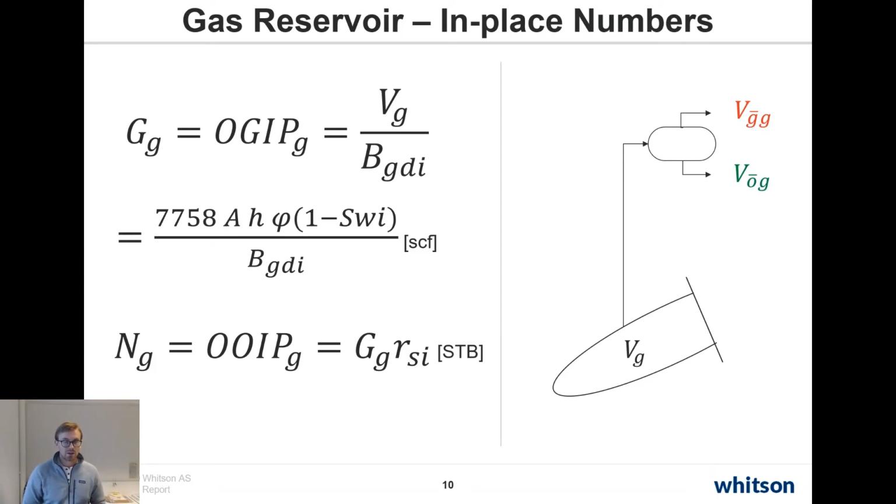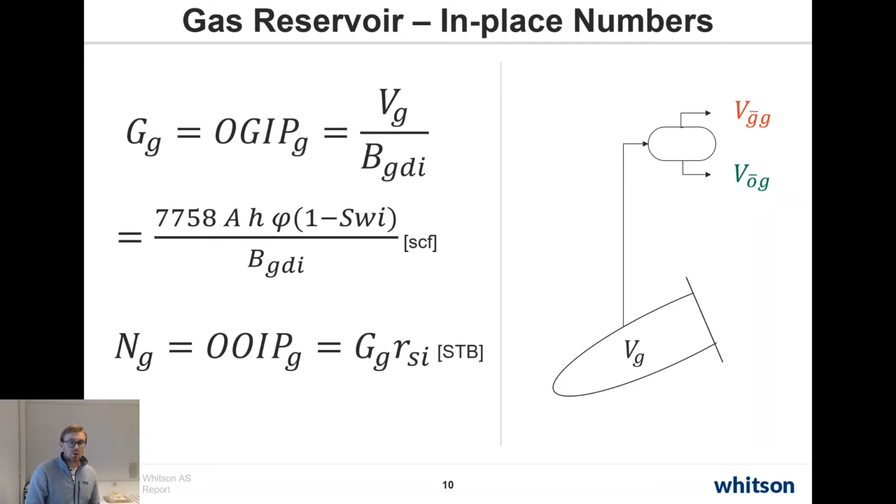Similarly, as in the case of the oil reservoir, we use this formation volume factor for gas, which is always this dry formation volume factor for gas, and there will be an exercise about the difference between the dry and the so-called wet formation volume factor. But important to note is that, similarly as with oil, we simply take the reservoir volume of gas and divide by the Bgd, and we can calculate the original gas in place.